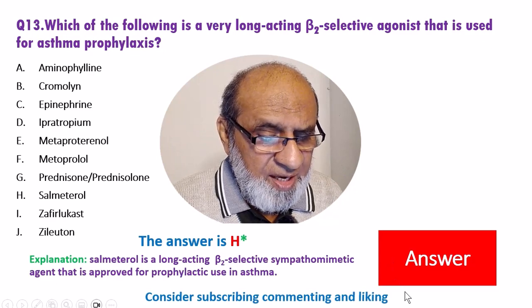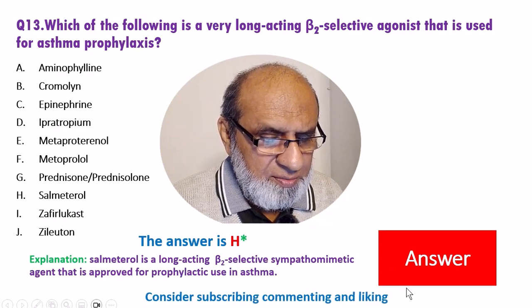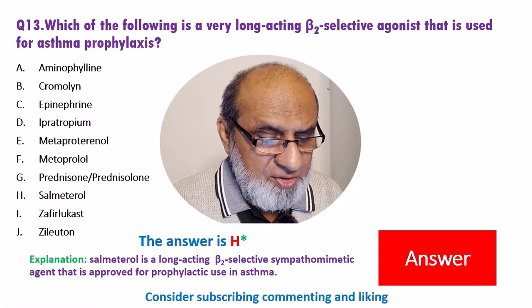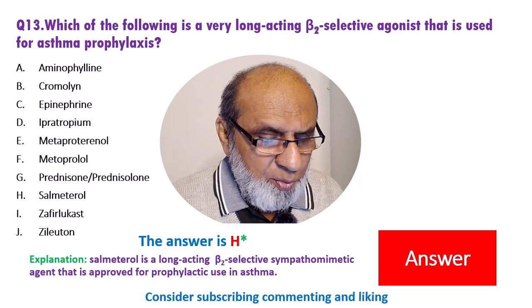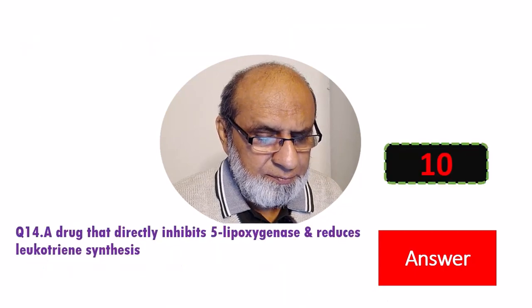The answer is H. Explanation. Salmeterol is a long-acting beta-2 selective sympathomimetic agent that is approved for prophylactic use in asthma.